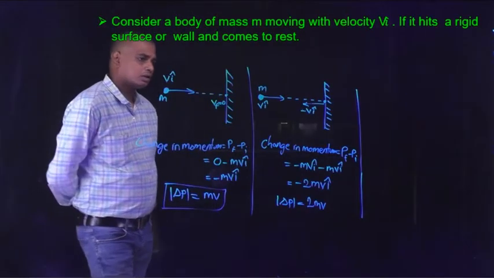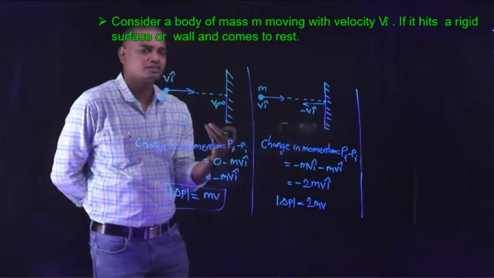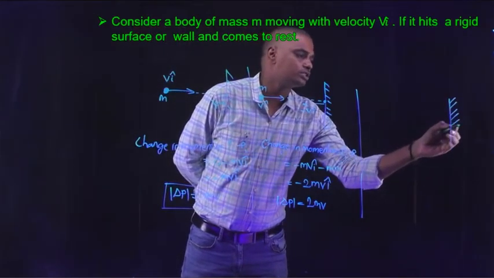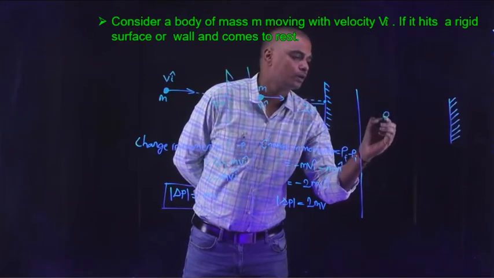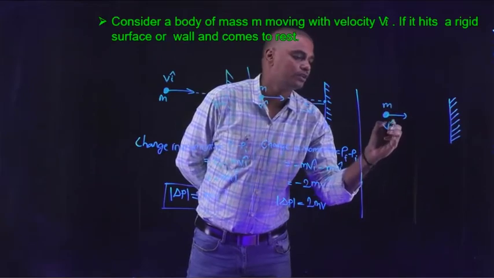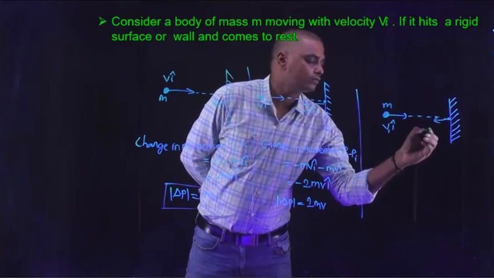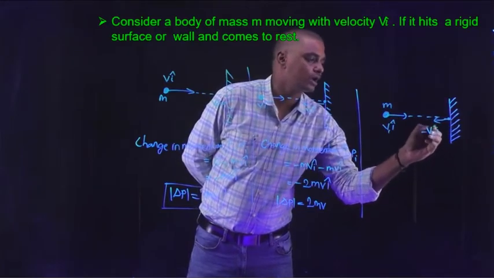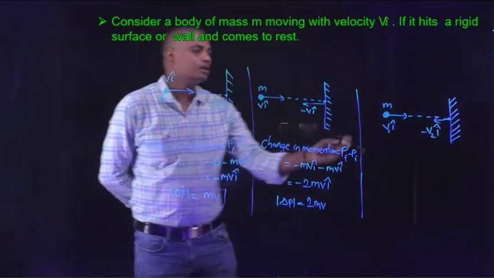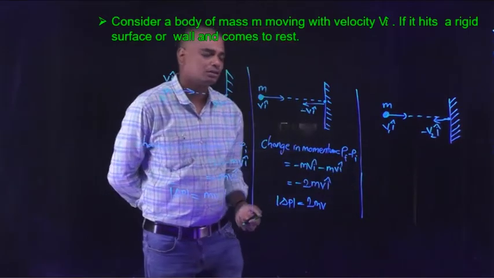Okay, now here we consider if the ball moves back with the same velocity. So in the next case, let us consider what happens to the change in momentum of the ball if the ball hits the wall with a velocity v1 i cap and rebounds back with a velocity minus v2 i cap. Rebounds means negative direction. Initially it's moving in the positive x-axis. Now rebounds back means minus i cap.